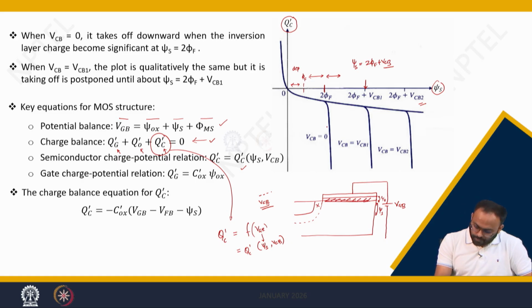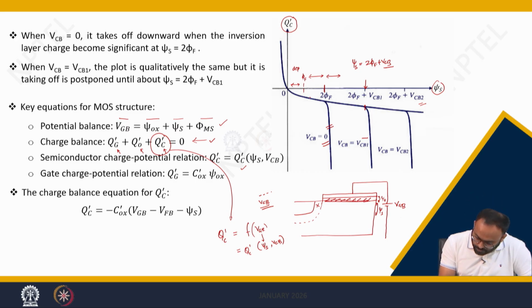So, this curve is the same as the two terminal structure, though the scale will be different, but this is when VCB is equal to 0. This curve is similar to the two terminal structure, but when you apply VCB, the onset of inversion at the surface will be delayed.